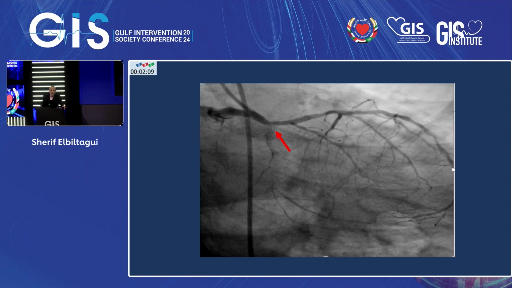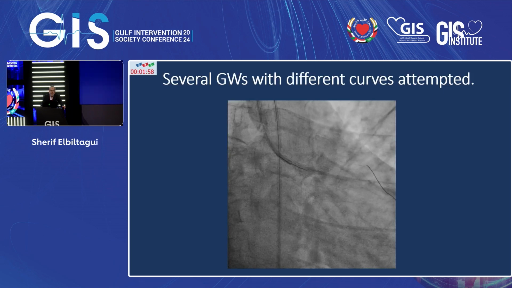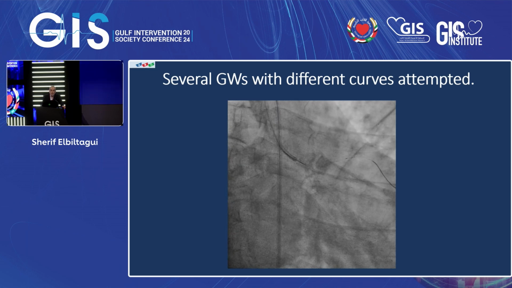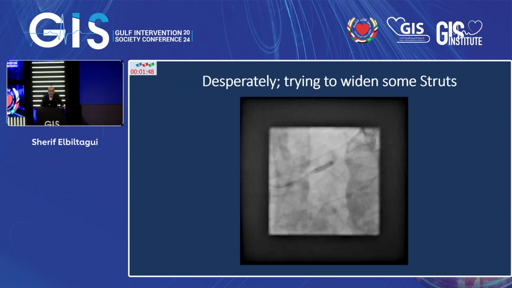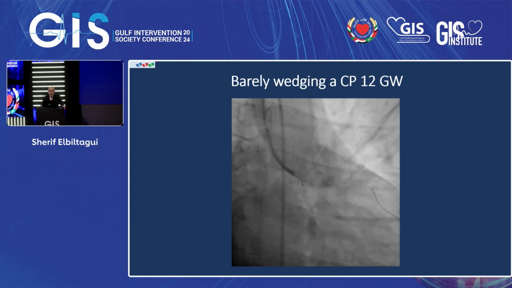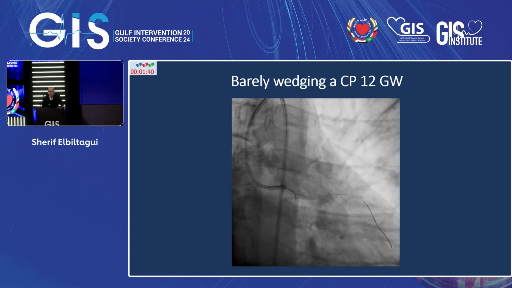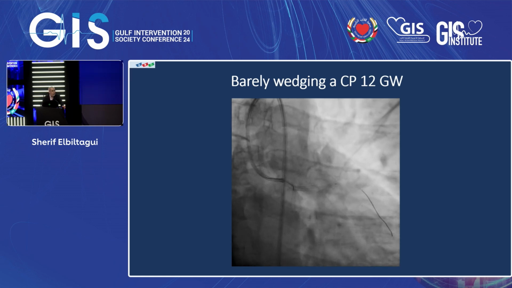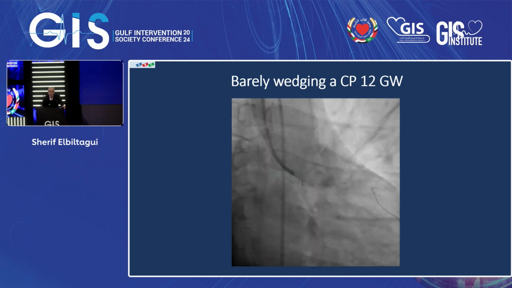This is the main ostial CTO here, but there appears to be another CTO as well in the mid distal to the stent. So again, the same behavior. The wire could not be wedged at all in the ostium, despite trying several shapes, several guide wires. Desperately, I tried to widen some struts in order to wedge a Confianza CP12 wire, but it could not penetrate through the 3 layers of crushed stents at the ostium of the CX.